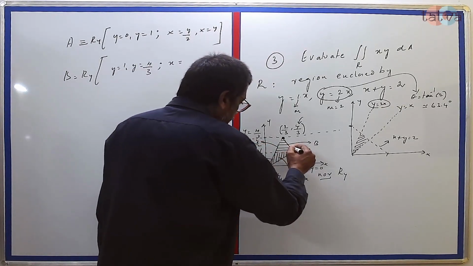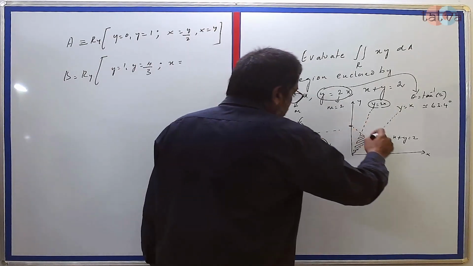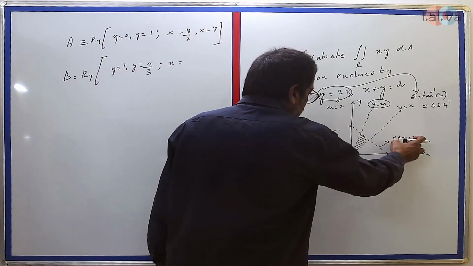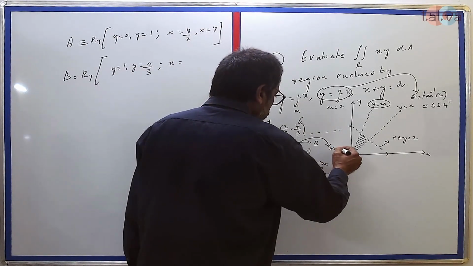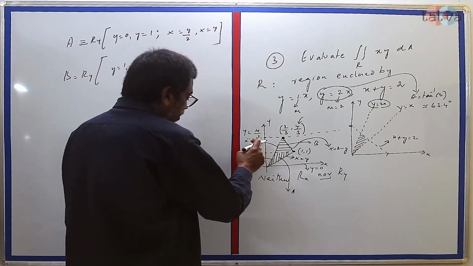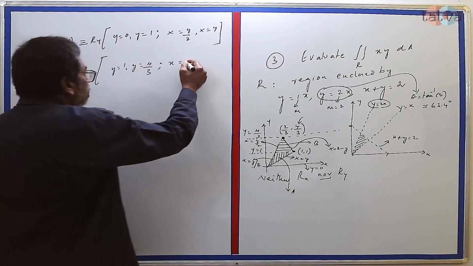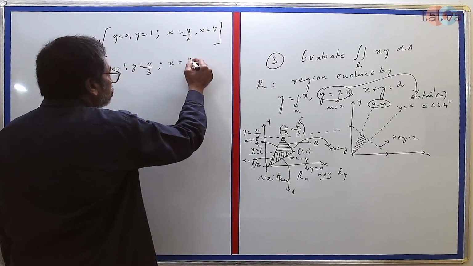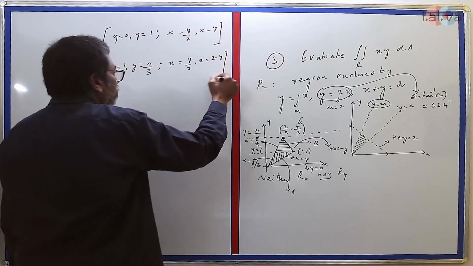But this right boundary comes from this one, whose equation is x plus y is equal to 2. Therefore, x is equal to 2 minus y. So x has a lower limit y by 2 and an upper limit 2 minus y. X is equal to y by 2 to x is equal to 2 minus y.